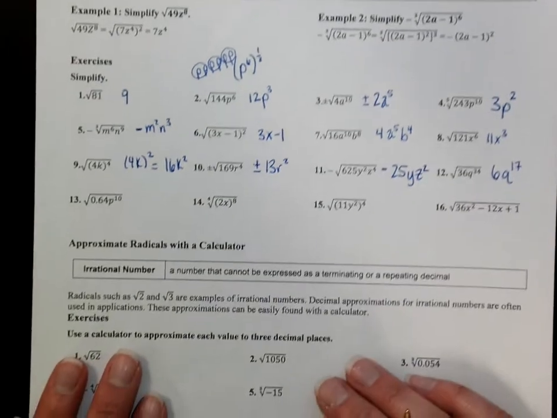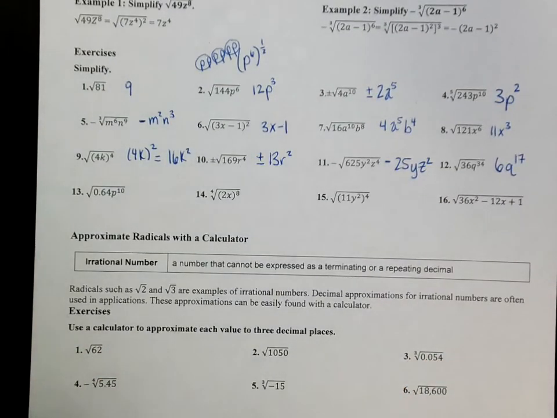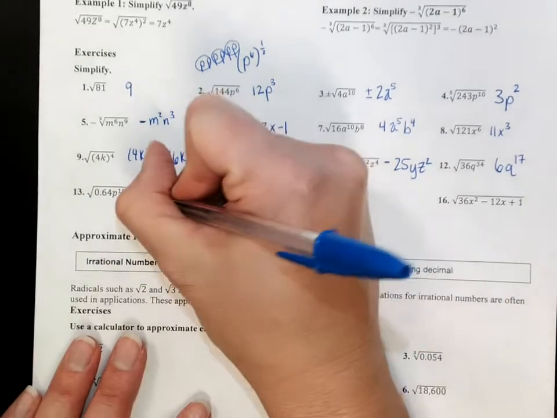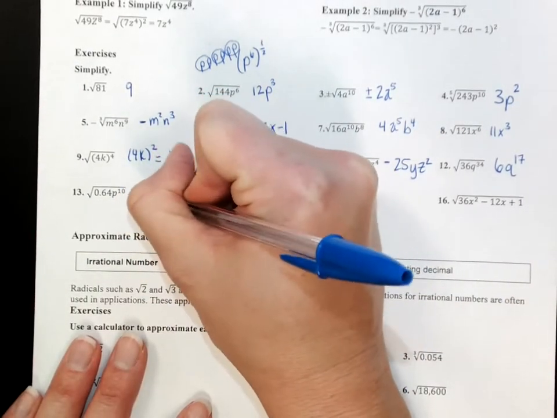Okay. Ooh, what about the square root of 0.64? If you're not sure, well, you could do a couple things. But you do know the square root of 64. That's just 8, so the square root of 0.64 is actually just 0.8.